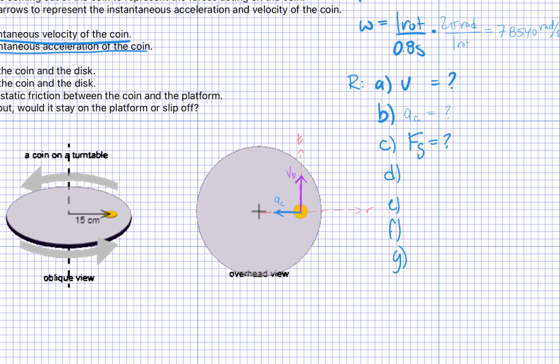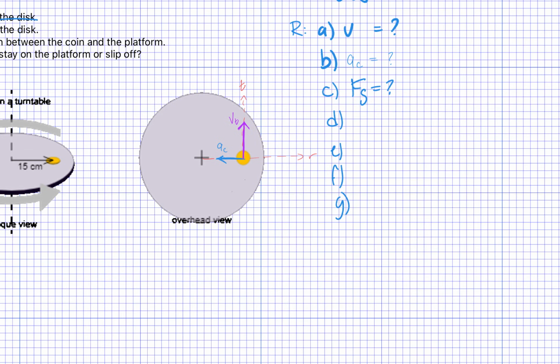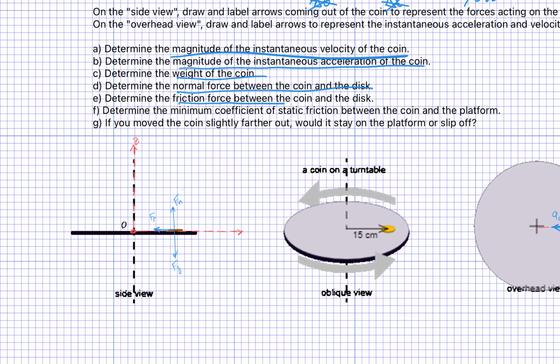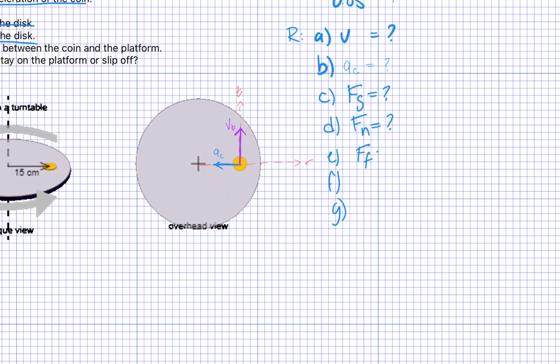Okay, number D, we want to figure out the normal force. Well, if you've been paying attention in this class, you already know the normal force and the weight on this particular object will end up being equal. Let's see, number E, we want to determine the friction force between the coin and the desk. Okay, force of friction equals question mark.